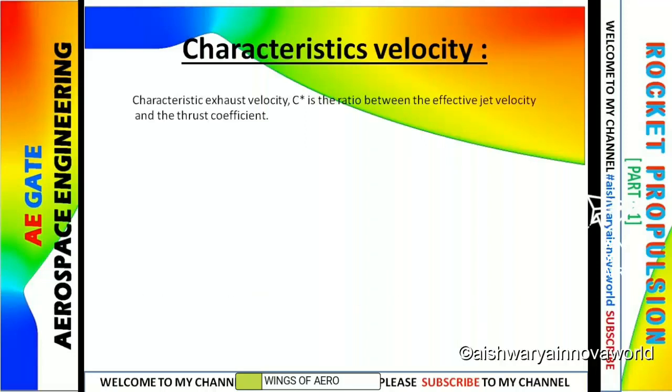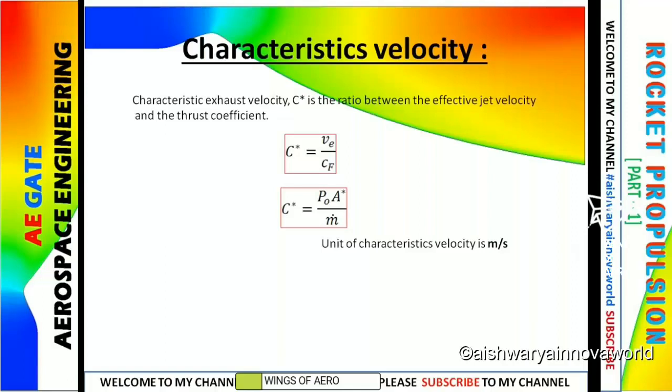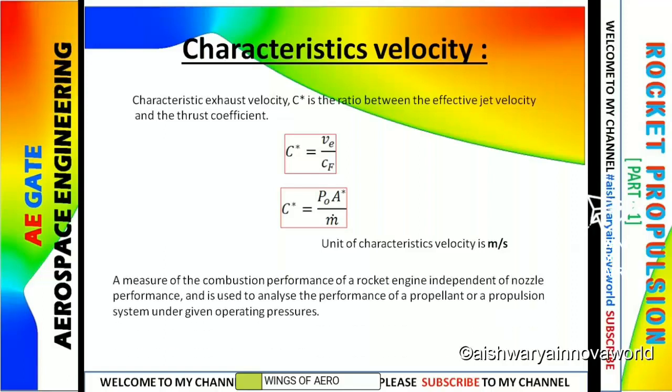This characteristic velocity is the ratio between the effective jet velocity and the thrust coefficient. In the formula it is denoted as C suffix star, and by rearranging the CF value we can write it as P naught S star by m dot, and from there you can find the unit is meter per second. Now I will tell you, this is independent of nozzle performance. It doesn't need any nozzle performance, but indeed it needs a propellant or propulsion system under its operating condition.